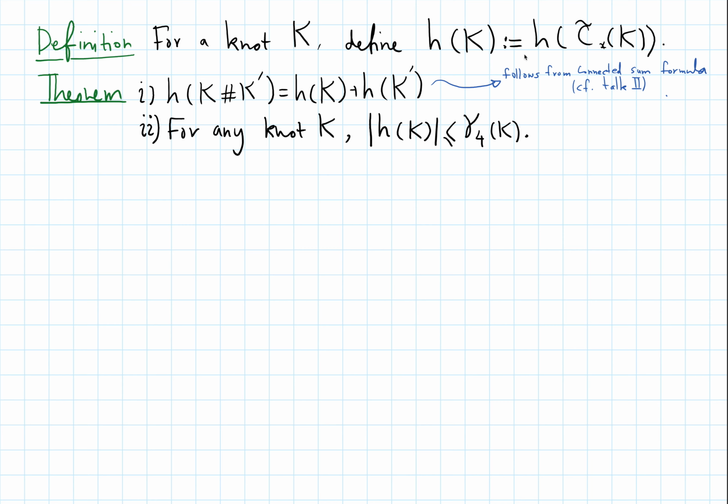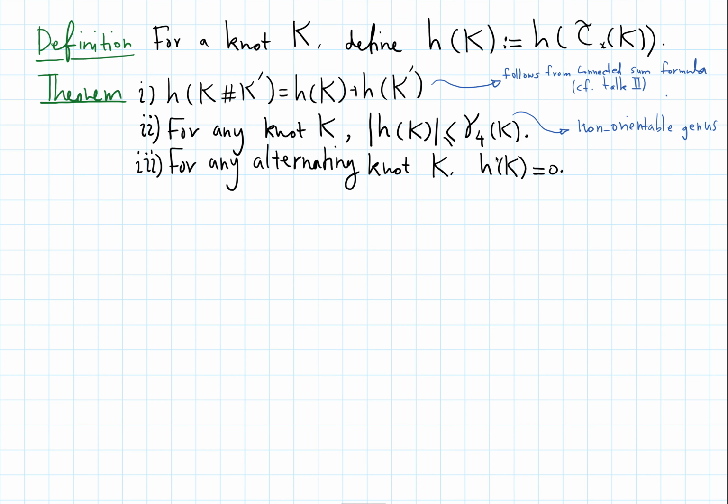In fact, we can say something more than just being a concordance invariant. For any knot K, the absolute value of h of K gives us a lower bound for the non-orientable genus of K. So this gamma 4 of K is the non-orientable genus of K. Furthermore, we have some computations for this invariant. For example, for any alternating knot K, h is 0. In fact, the same is true for any quasi-alternating knot.